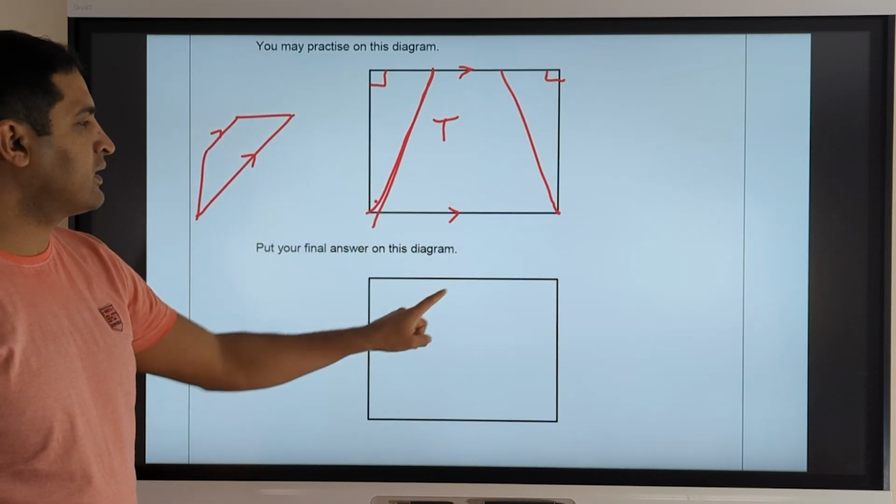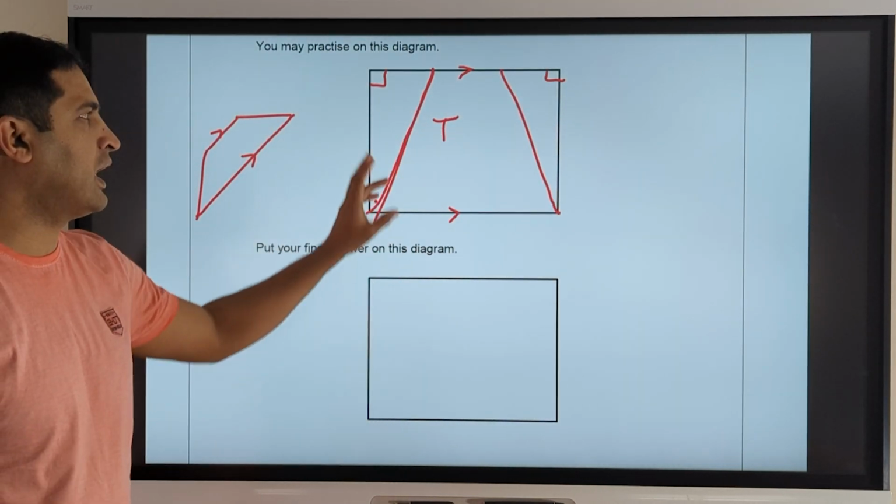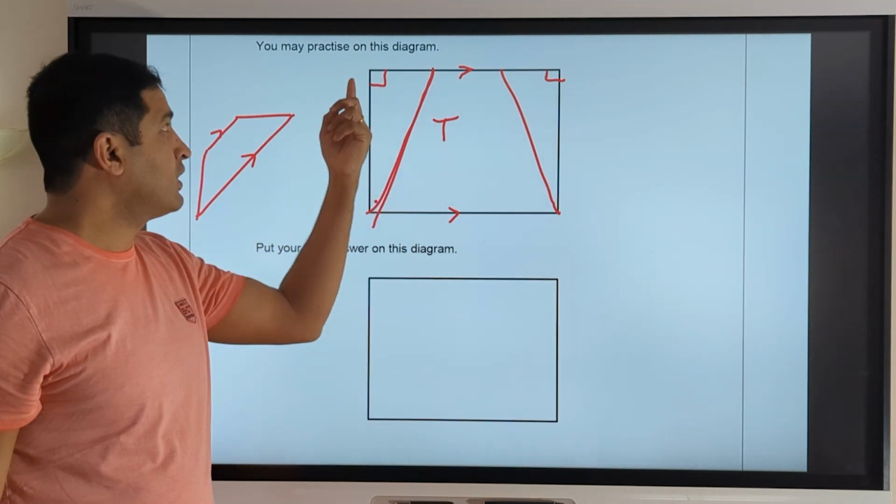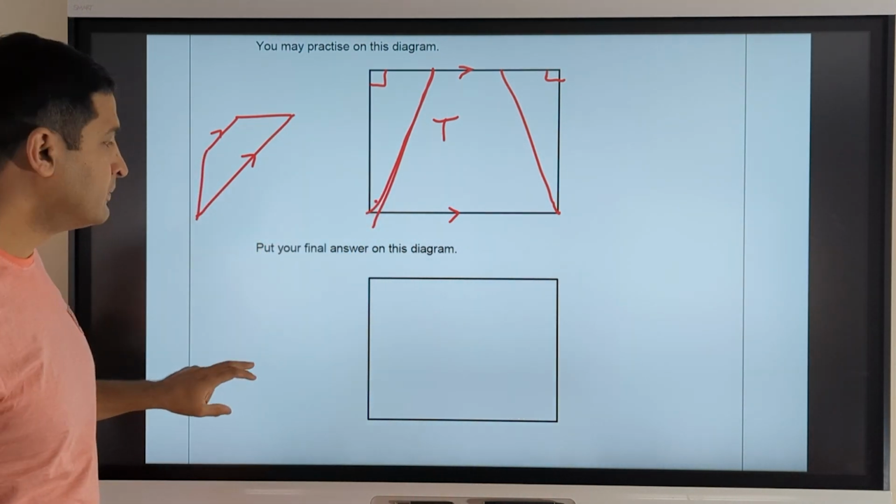And put your final answer in this diagram. So I just need to copy that as long as I'm satisfied with my answer. Obviously you can have multiple tries to think through how you're going to get those 2 marks.